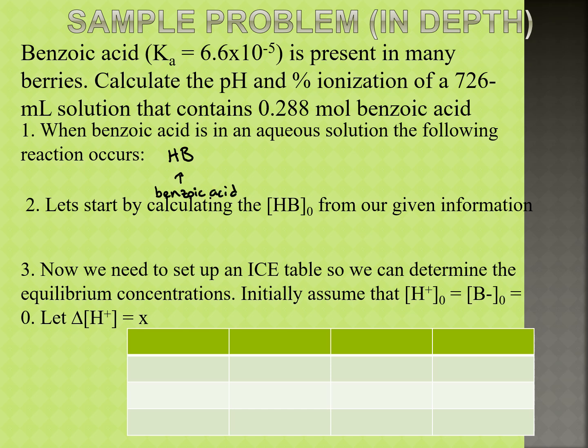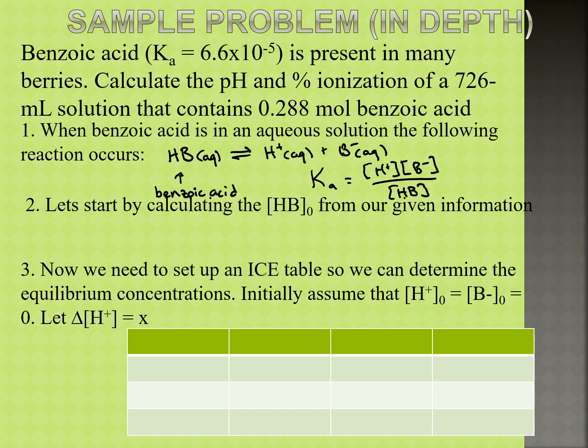So that's our benzoic acid. It is going to come to equilibrium with some H+ and some of its conjugate base, whatever that is. And just like anything, our Ka for this is going to be our H+ times our B- over our HB concentration.